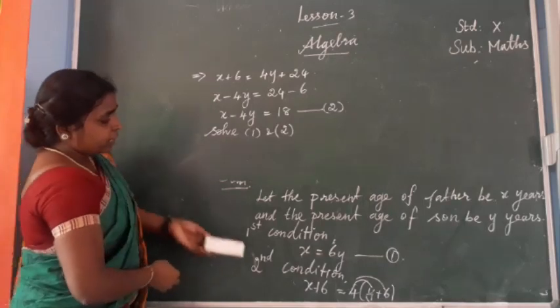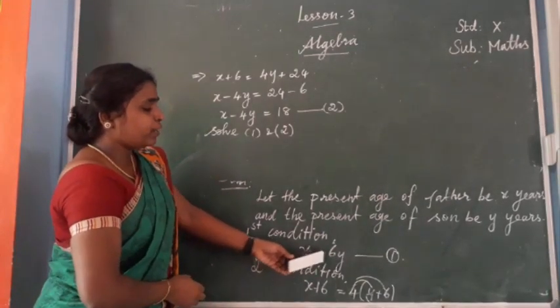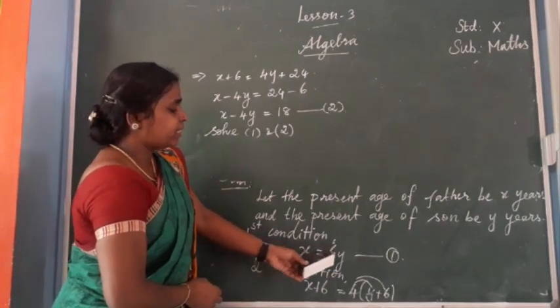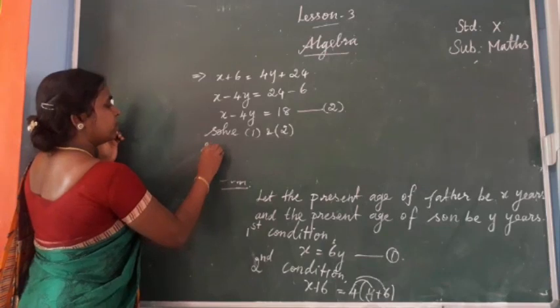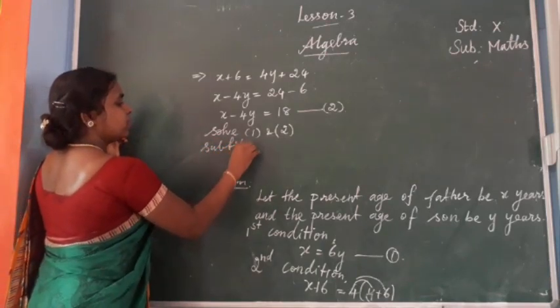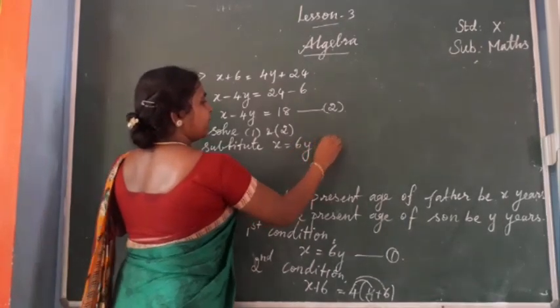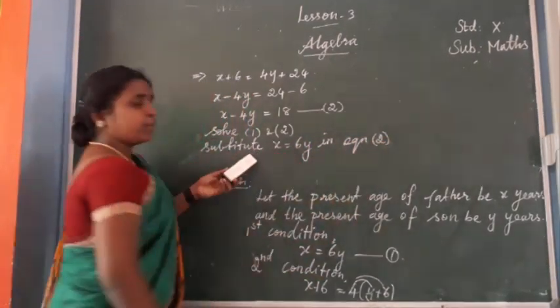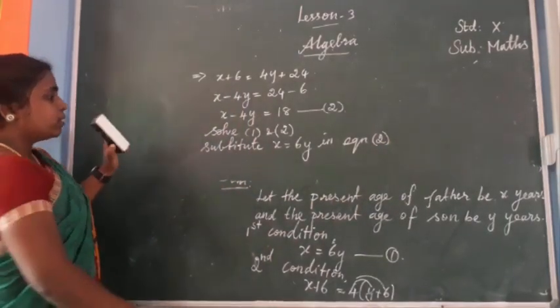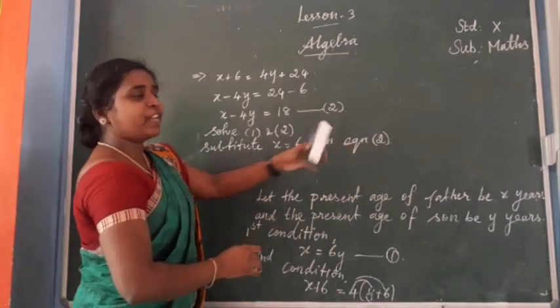So you see, in the first equation x equal to 6y. So I am going to substitute that x equal to 6y value in equation 2. So substitute x equal to 6y in equation 2. I am going to use the substitution method. That's why I write: substitute x equal to 6y in equation 2.